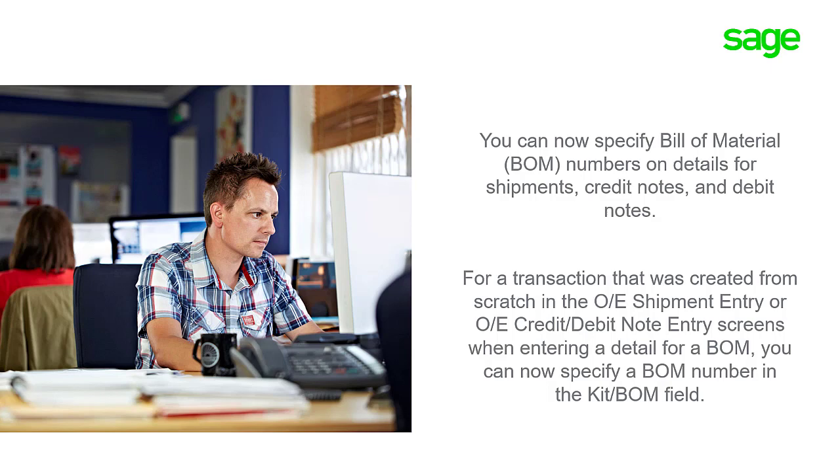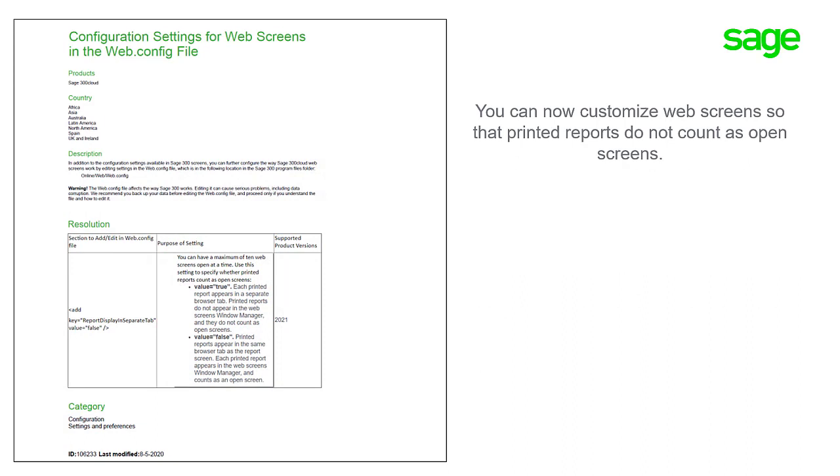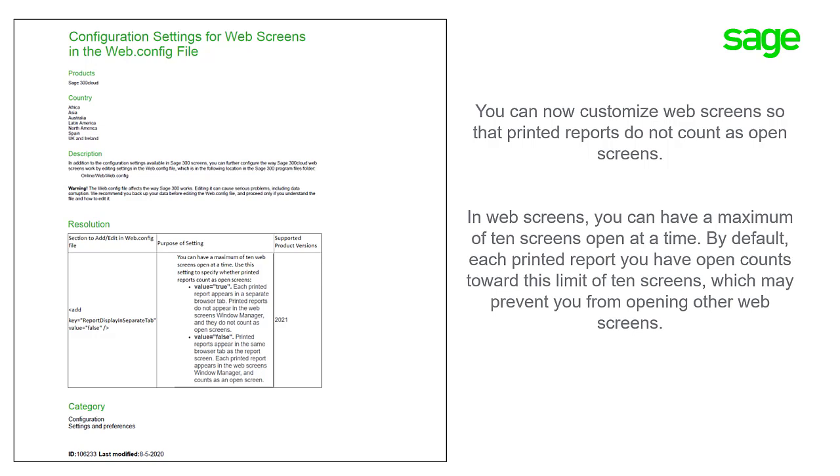You can now customize web screens so that printer reports do not count as open screens. In web screens, you can have a maximum of 10 screens open at a time. By default, each printed report you have open counts towards this limit of 10 screens, which may prevent you from opening other web screens. For more information, see Knowledge Base article 106233.